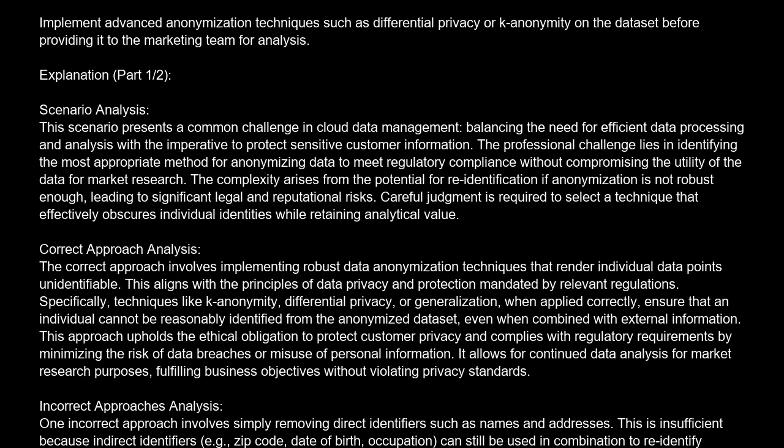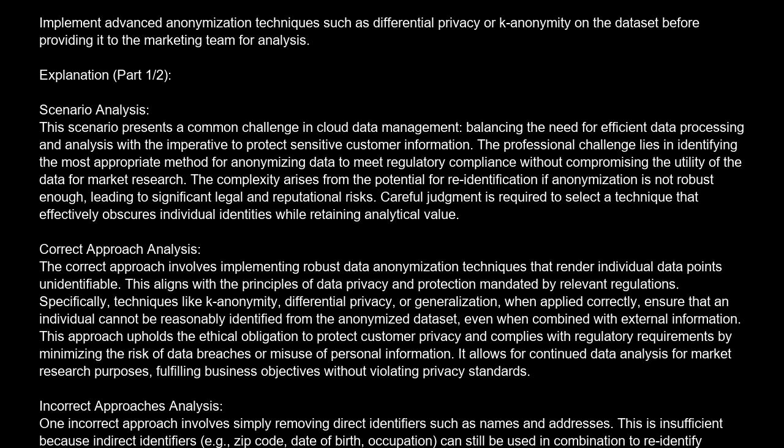The professional challenge lies in identifying the most appropriate method for anonymizing data to meet regulatory compliance without compromising the utility of the data for market research. The complexity arises from the potential for re-identification if anonymization is not robust enough, leading to significant legal and reputational risks. Careful judgment is required to select a technique that effectively obscures individual identities while retaining analytical value.